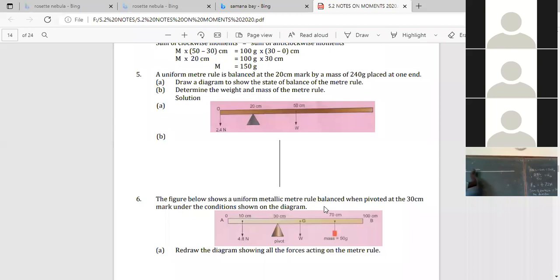How long is the meter rule? A meter rule is usually 100 centimeters. Is that okay? Yes. Since it is uniform, where do we expect its weight to be active? At 50 centimeters. So at 50 centimeters, we have a weight. At 20 centimeters, we have a pivot. Remember, this diagram was not supposed to be there. You are supposed to draw it. Is that okay? At 20 centimeters, you have a pivot.